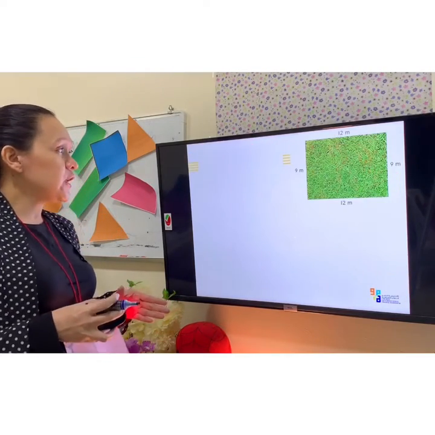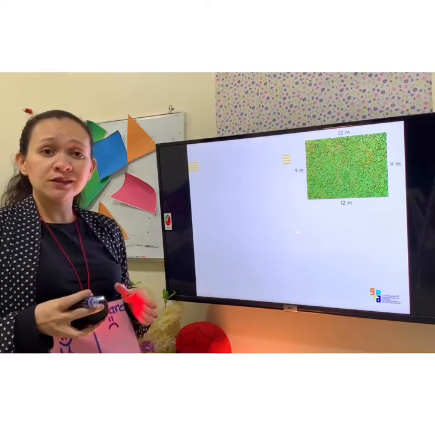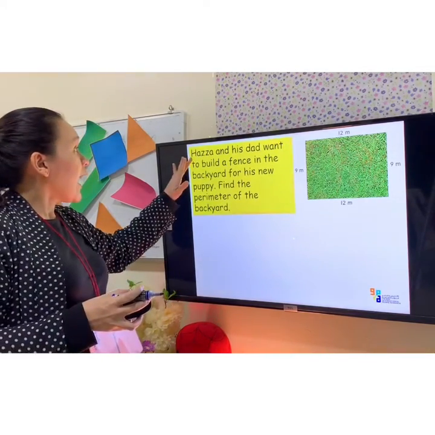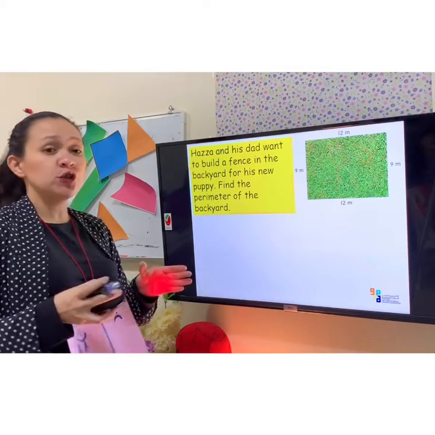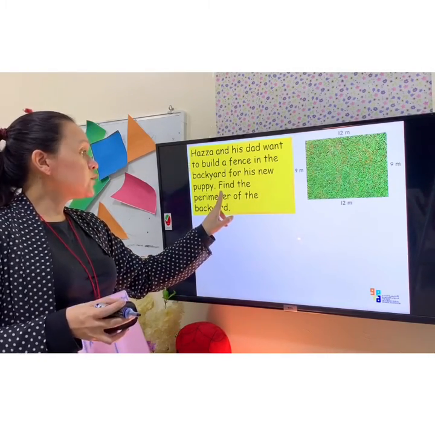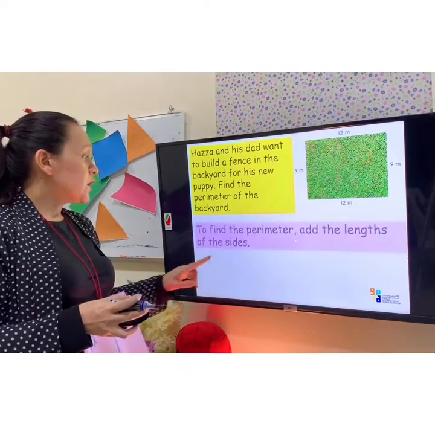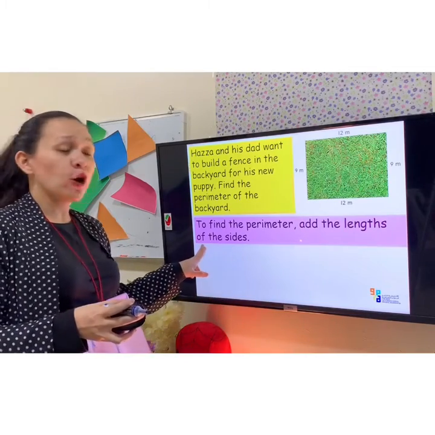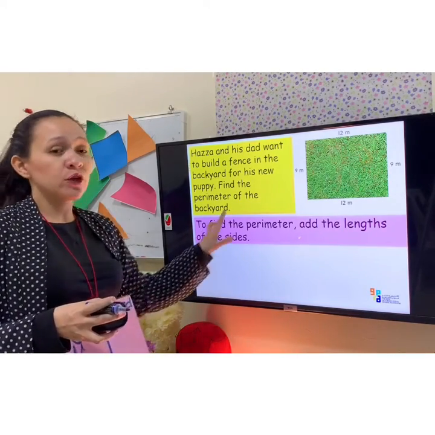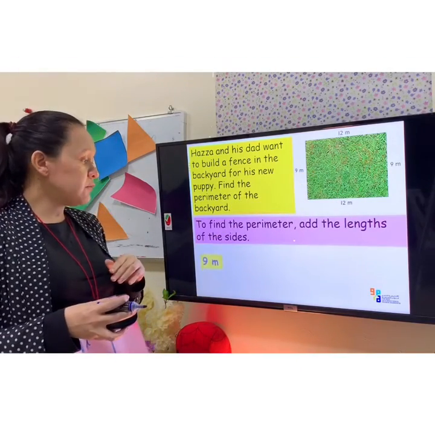Now let's move here. I have a problem. I want you to help me to solve this problem. Hasa and his dad want to build a fence in the backyard for his new puppy. We need to find the perimeter of the backyard. Remember, to find the perimeter, we are going to add all the lengths of the sides. Again, we are going to add all the sides. So first here, 9 meters.